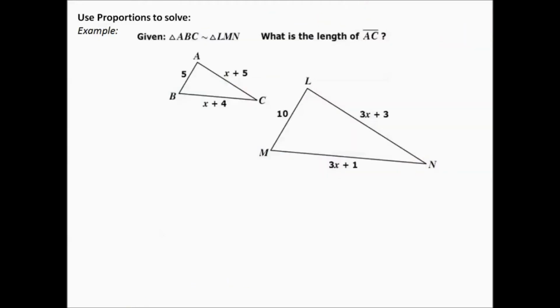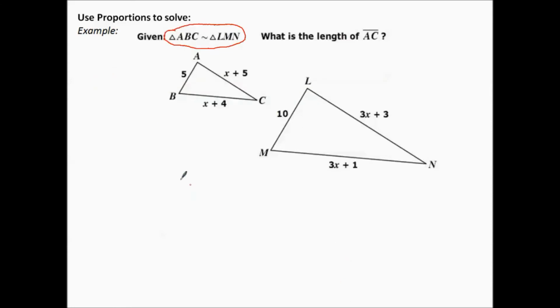Another type of example of these, you are given a similarity statement. You know this. This tells you you are similar. Don't forget that symbol right there. Just the squiggle means similarity. If it's got an equal sign, that's when we're talking congruent.